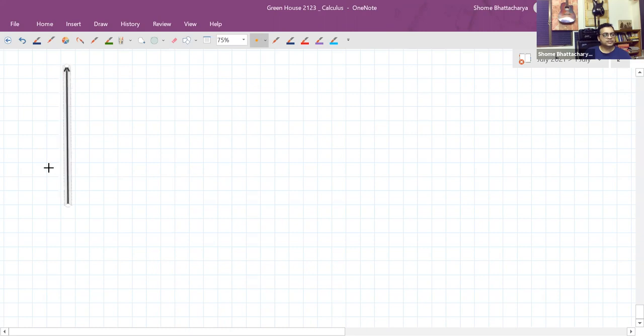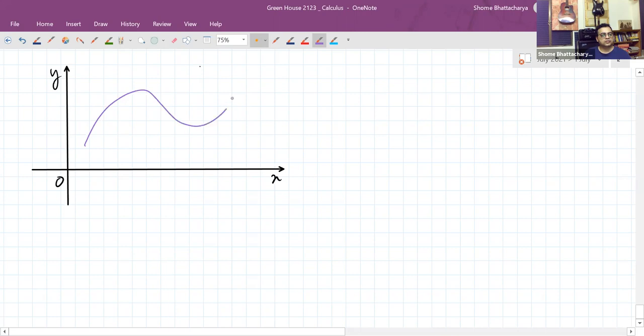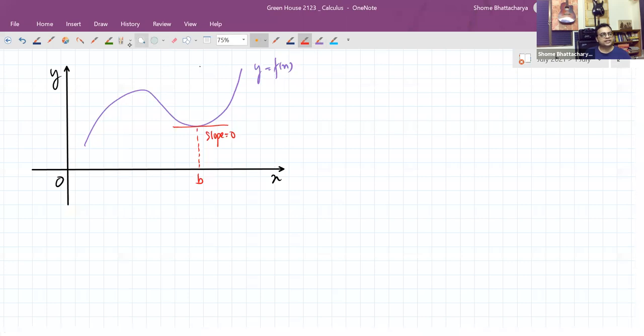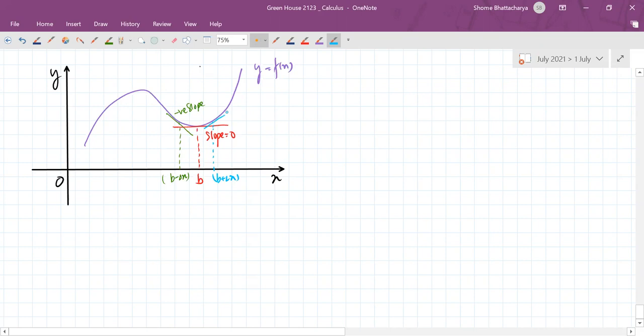So the original function y is equal to f x. Now if we analyze this function at the point b, if you draw a tangent at this point, it's having zero slope, but if you draw a tangent at a point before this, it's having a negative slope. And if you draw a tangent at a point after this, it's having a positive slope. So it has the reverse behavior.